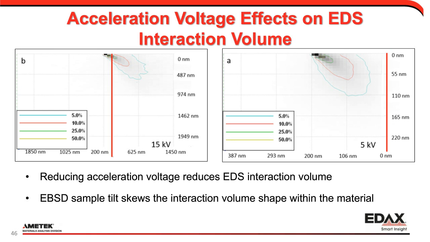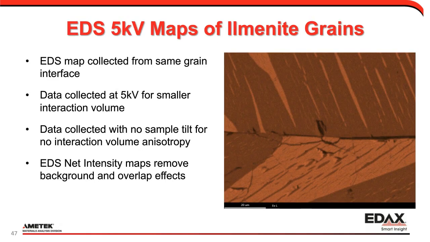The other thing to just note is that the EBSD sample tilt changes the shape of this distribution within the material. And so being able to model it helps us understand when boundaries will be important. So what we can do is take our same sample, go back to a flat sample, and collect the same data but at 5 kV. With our new Octane Elite detectors, at 5 kV they're pretty high efficiency detectors at low voltages, with a lot of low energy sensitivity. And so we can still get pretty fast maps under these conditions.